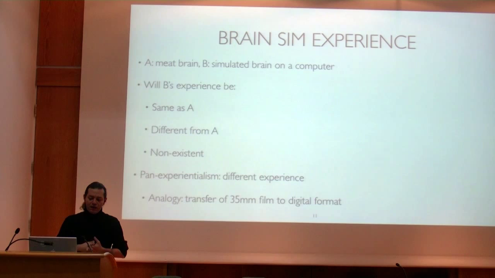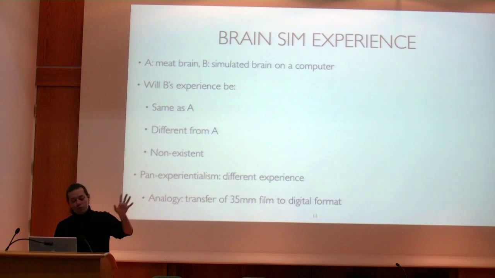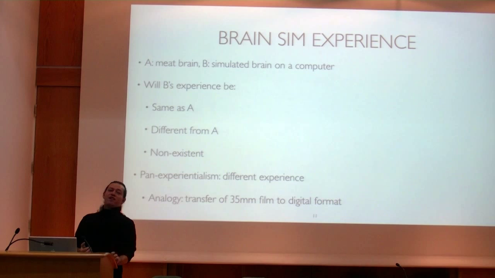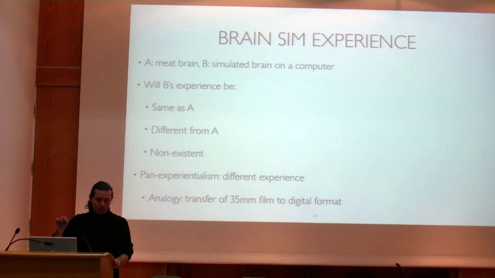Now, if we make a scientific hypothesis like that, we expect the neuroscientists to be able to tell us whether these experiences are the same as A, different from A, or non-existent. Panexperientialism seems to suggest to us, for instance, that if we assumed it as a scientific hypothesis, of course, not as a metaphysical assumption, then experience should most likely change radically.